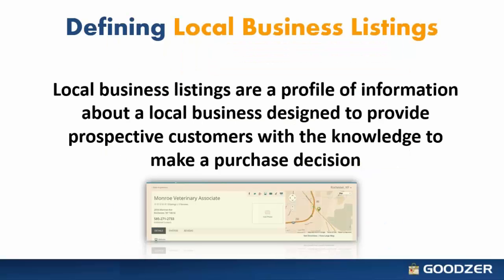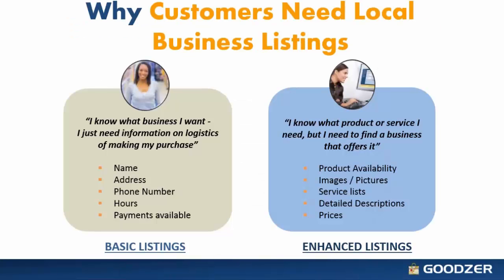First, let's define what a local business listing is, and I think most people who are on this webinar probably are familiar with this, but essentially local business listings are profile information about a business designed to provide prospective customers with knowledge to make a purchase decision. And heretofore that has really been defined in two ways, one long-standing and one emerging. The long-standing way that it has been defined is as a basic listing, which has been around in print, in IYP, in maps, etc., for many, many years.